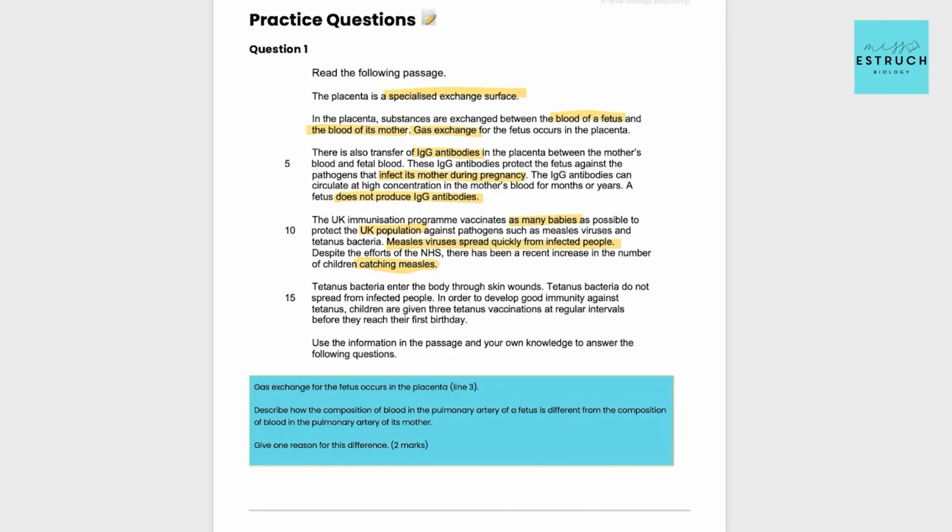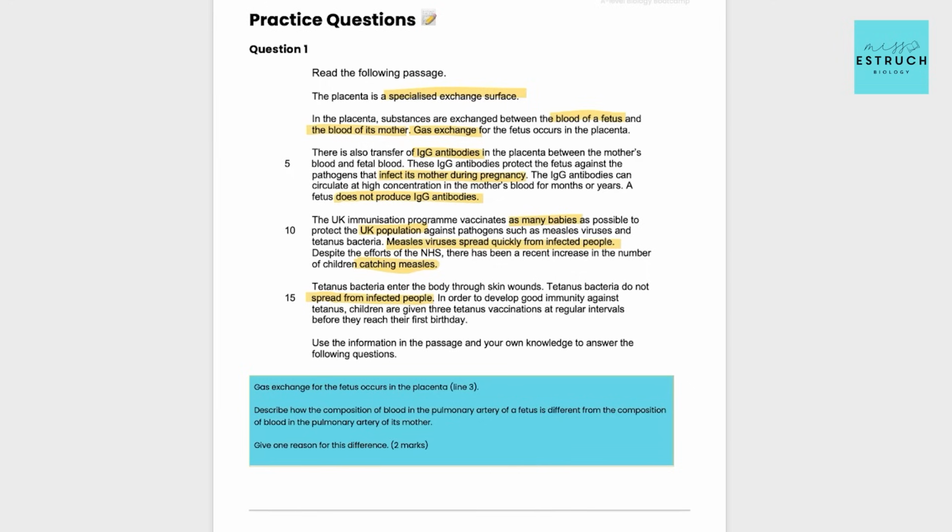Tetanus bacteria enter the body through skin wounds. Tetanus bacteria do not spread from infected people. Okay. So what that would then tell me is if it doesn't get spread from person to person, that means the vaccine itself will protect an individual who has the vaccine, but it doesn't provide any herd immunity, because this isn't a bacteria that is spread from person to person. You only get it if it enters through a skin wound and you touch a surface with the bacteria on it. So that's what I'd be annotating for this bit.